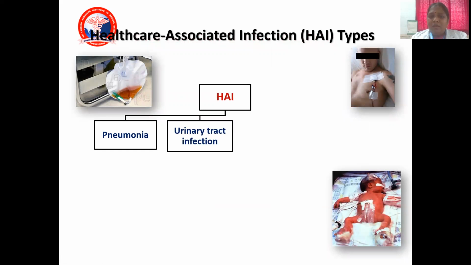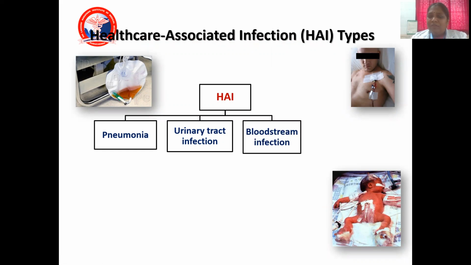The second one is urinary tract infections. Some patients are bedridden for a long time or have many other complications. In such patients, they will be catheterized. As a healthcare associated infection, they will acquire UTI. Such infections are called catheter associated urinary tract infection, that is CAUTI.